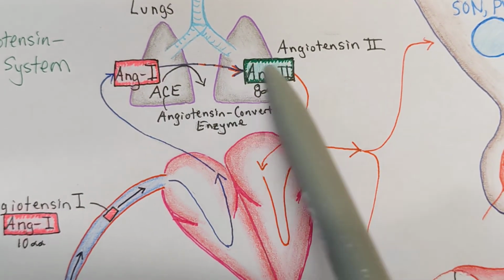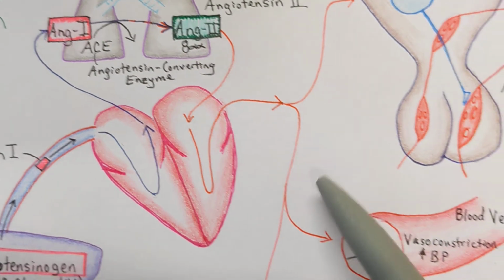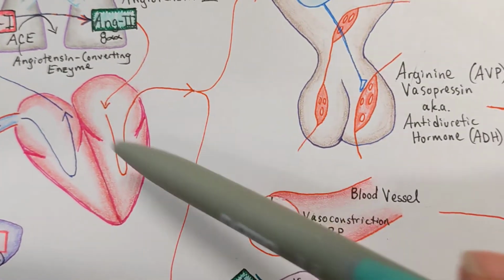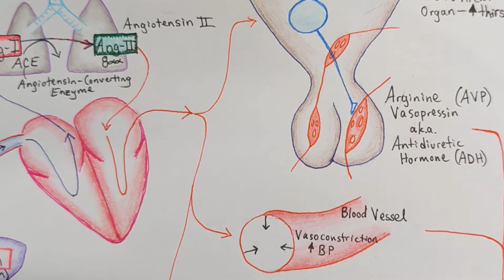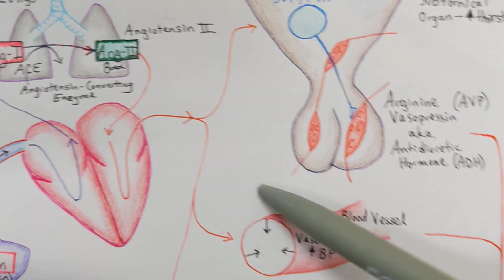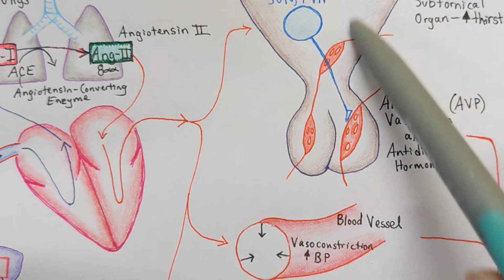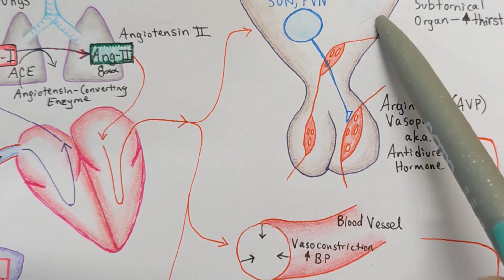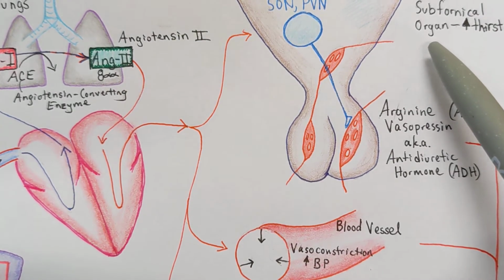Angiotensin II flows back into the left side of the heart, which then pumps it out to the rest of circulation, the rest of the systemic systems of the body. There are receptors for angiotensin II throughout the body, and I'm going to walk through some of these now. Angiotensin II binds to receptors in the hypothalamus, specifically within a region called the subfornical organ.